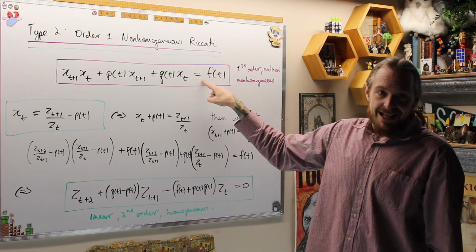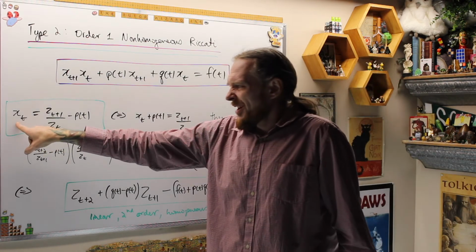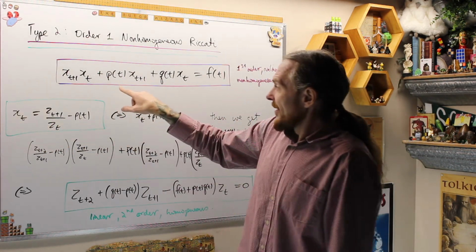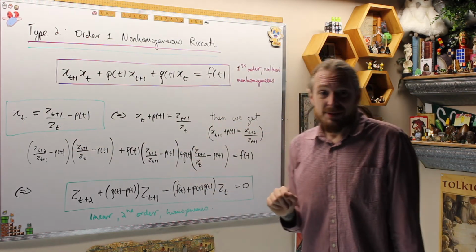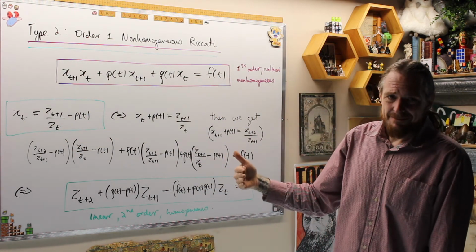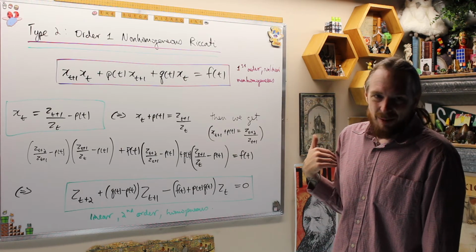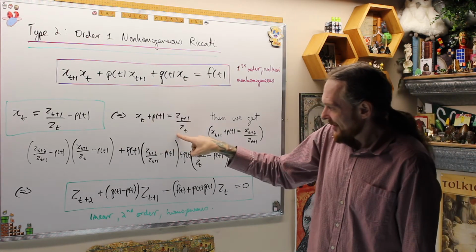You turn it into this. Then what do you do? Well, Riccati says now what you're going to do is make x_t plus p of t a clever substitution: z_{t+1} over z_t. Why does that help us? This is the substitution he actually uses.